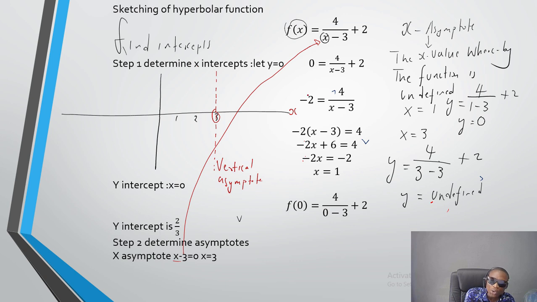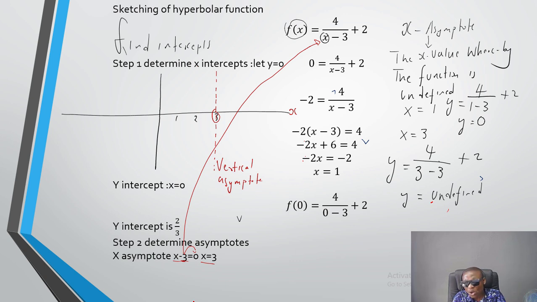And what is the x asymptote? The x asymptote is equal to 3. You say x minus 3 equals 0. You solve for x here. Minus 3 goes to this side. x equals 3. x equals 3 is your x asymptote. That's the easy way of finding the x asymptote. You equate the denominator to 0.